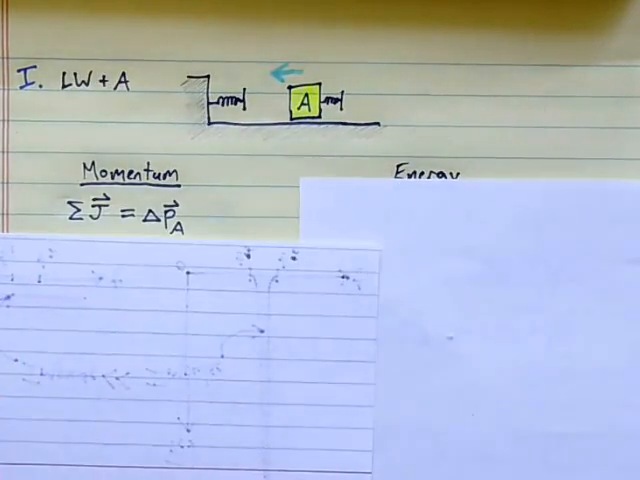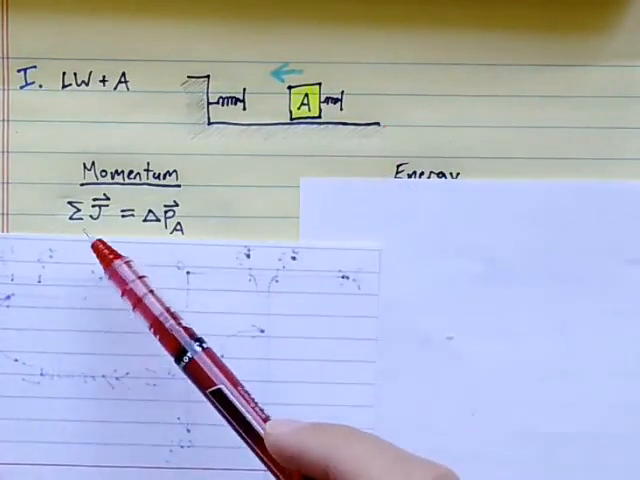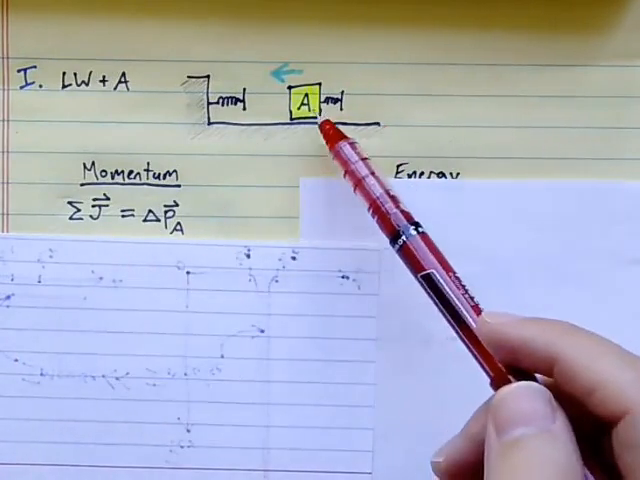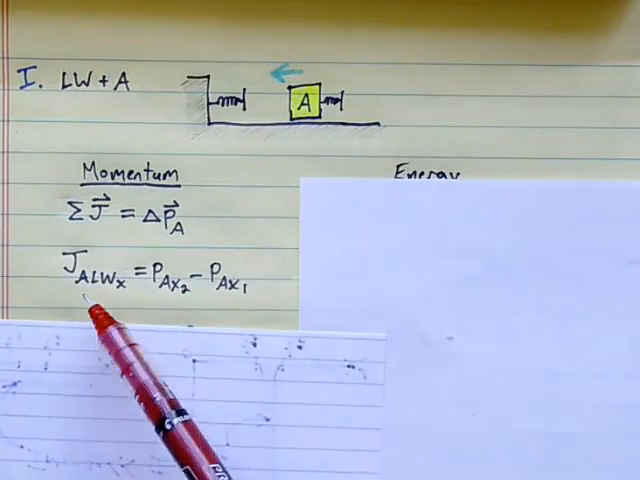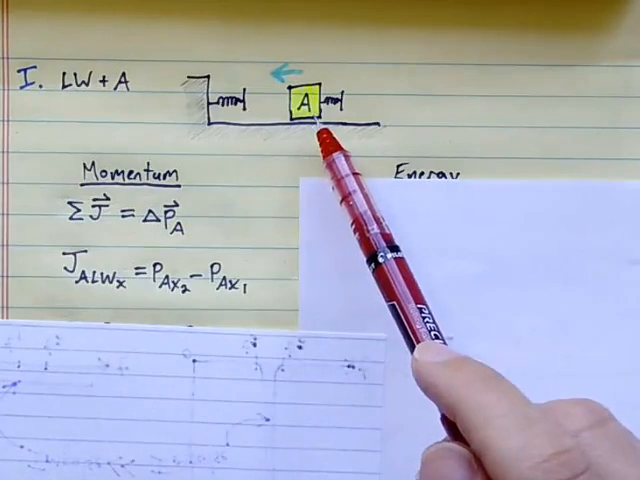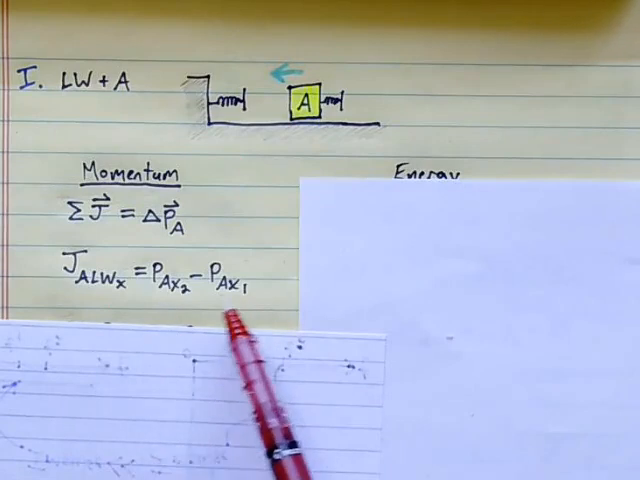So we would set up for the momentum of box A that its change in momentum is due to the impulse exerted on it. This is just a single moving object. And we would note that the impulse imparted to the box by the wall would be equal to the change in momentum of box A.